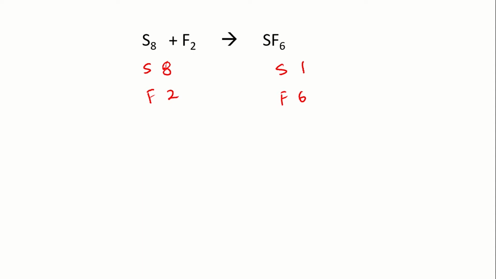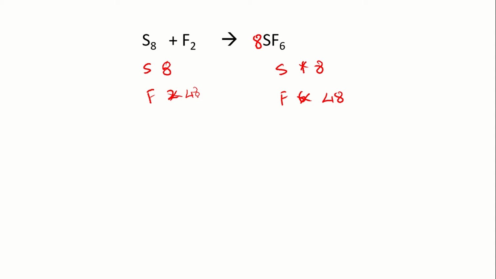Now since I have these 8 sulfur atoms on reactant side, I'm going to add the coefficient. Keep in mind, we add only coefficients, we never touch the subscripts. Now I have 8 sulfur atoms, but at the same time it changes the number of fluorine atoms I have on product side. 8 multiplied by 6 gives 48 fluorine atoms on the product side. That means I should have 48 fluorine atoms on this side.